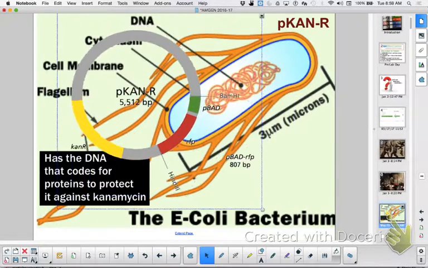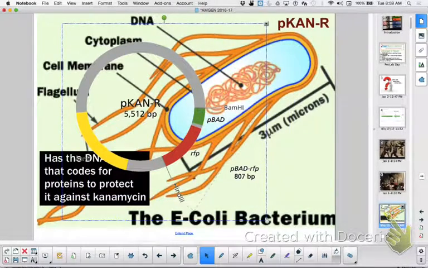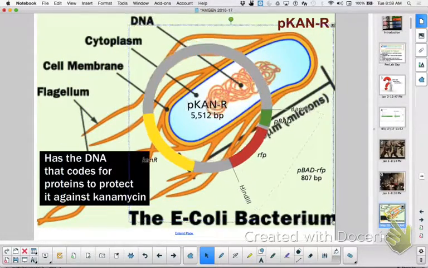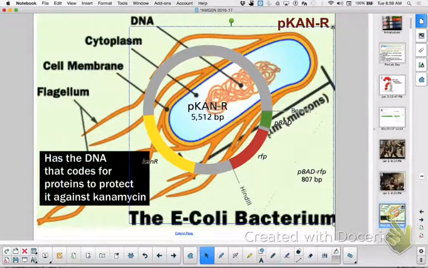Okay, there's something else up here, PBAD. And PBAD, finish this line for me. RNA polymerase binds to the promoter. There you go. So PBAD is a promoter sequence for transcription of a specific gene. And also within here is another gene called RFP, and that stands for red fluorescent protein. So this is genes that code for red fluorescent protein.